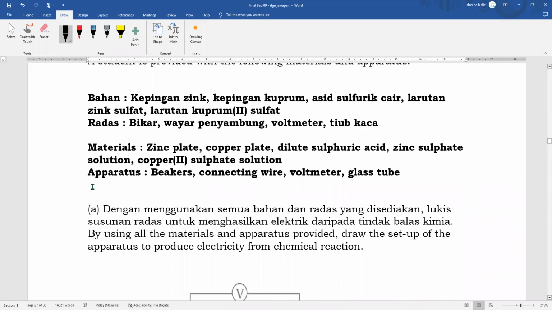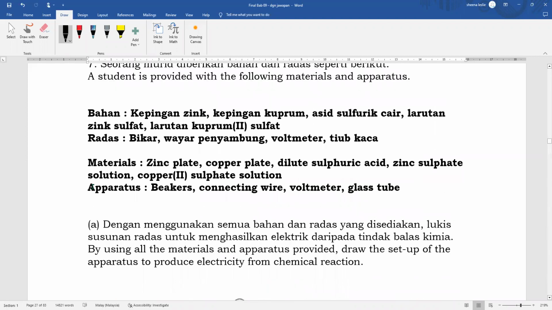So I've got zinc, copper, dilute sulfuric acid, zinc sulfate, copper(II) sulfate, beaker, connecting wire, voltmeter, glass tube. You are supposed to use these materials and draw the apparatus setup to produce electricity from a chemical reaction. So when you look at these kinds of questions, you look at all the materials here. Is it an electrolytic cell or is it a voltaic cell?